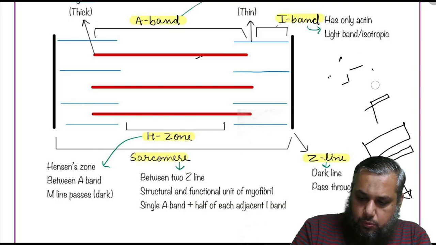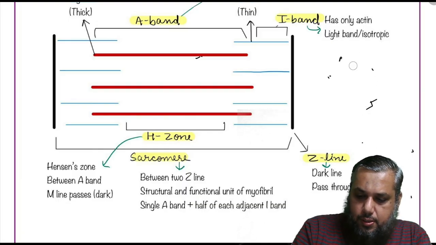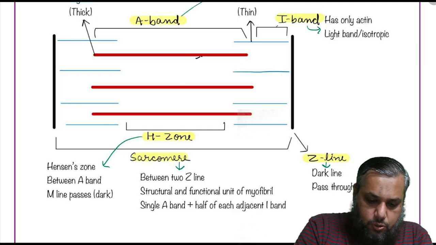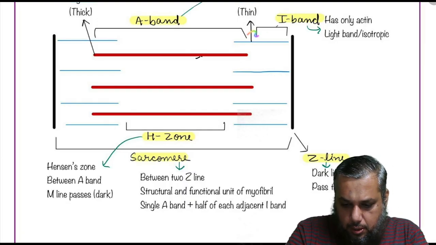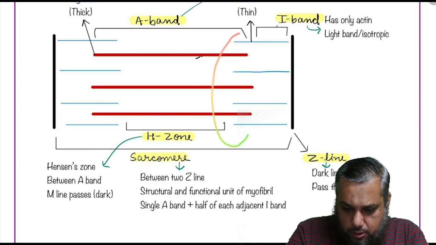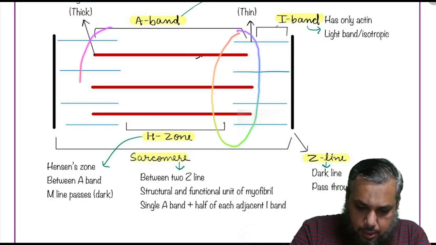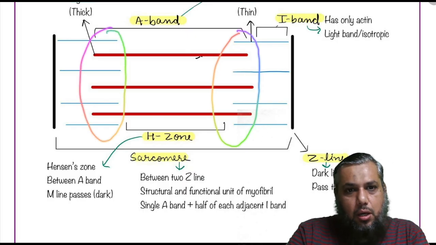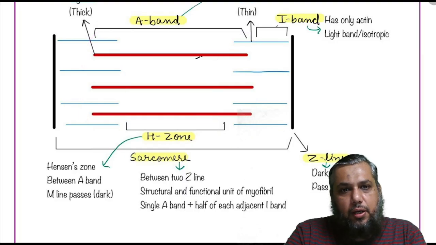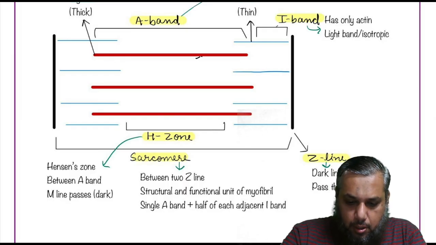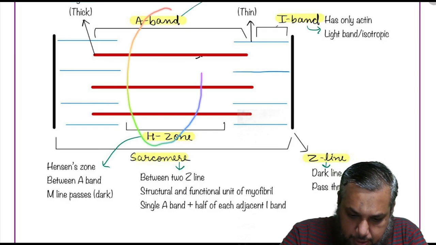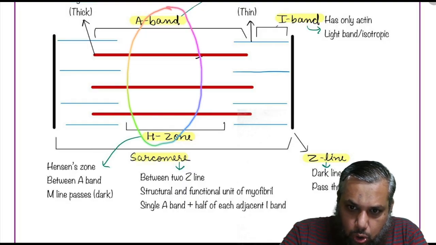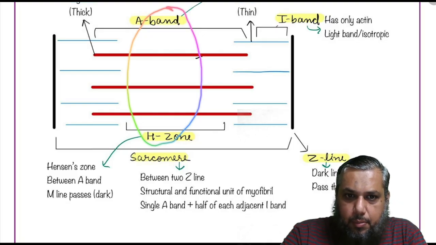Now, if you look at this representation of the sarcomere, you will observe that this is the region where the thick and the thin filaments are overlapping. So that will give you the dark band. But in the center of the dark band, there are thick filaments which are not overlapped by the thin filaments. So here light will pass and that will give you the H zone or the Hensen's zone.